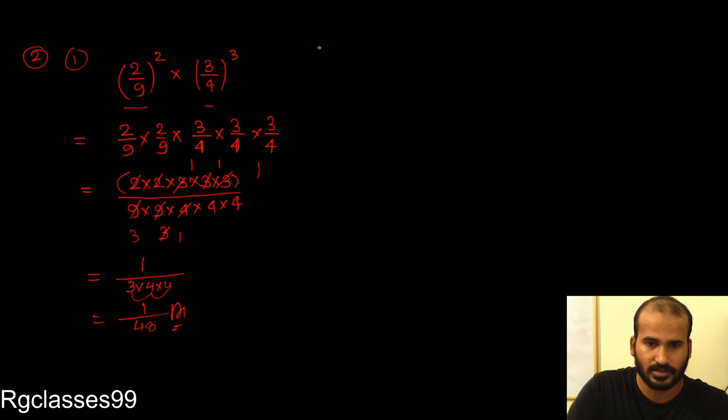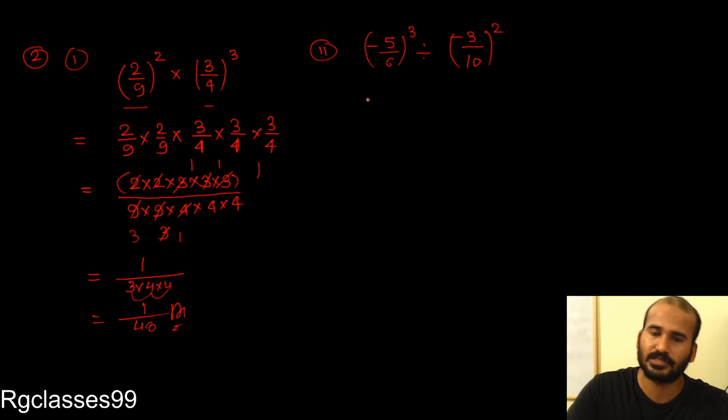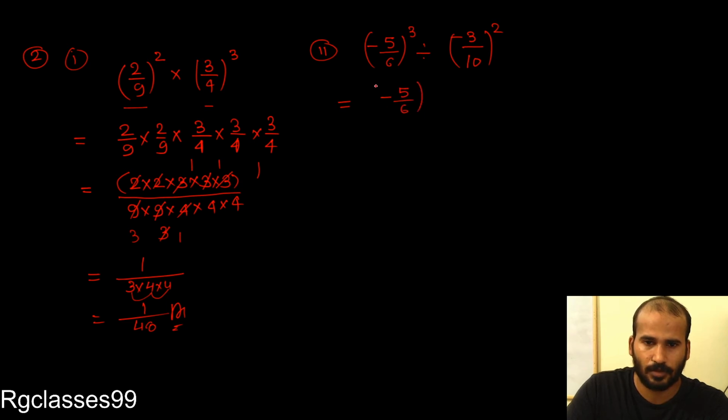Question number second is minus 5 by 6 to the power 3 divided by minus 3 by 10 to the power 2. Okay, just look at this, how to solve this question. That's a very easy question to solve. What you have to do, look at this. This is minus 5 by 6, minus 5 by 6 to the power 3.